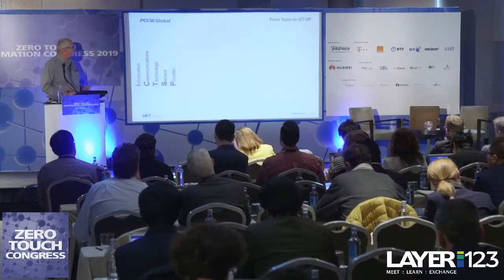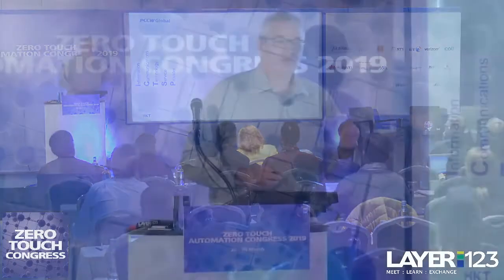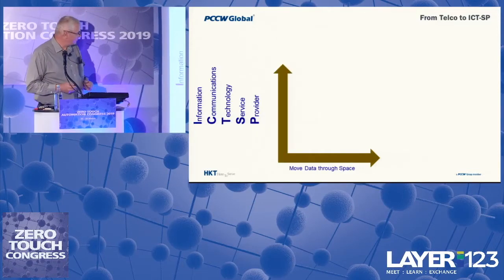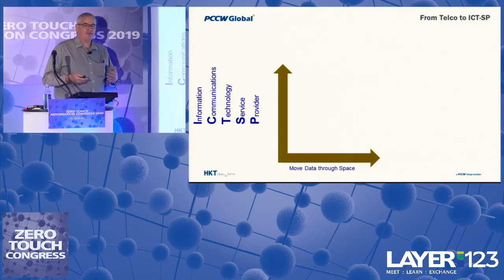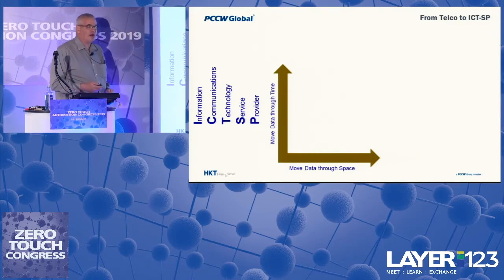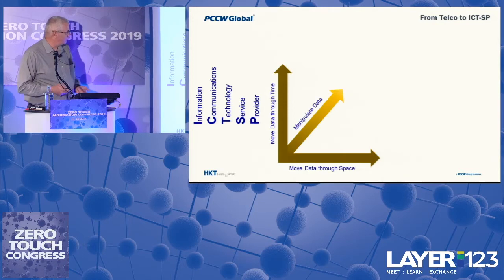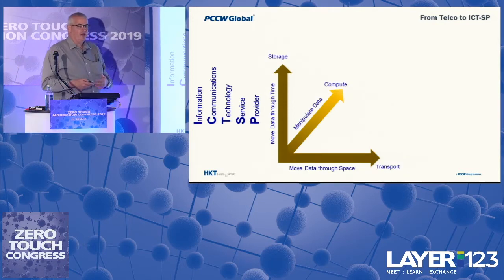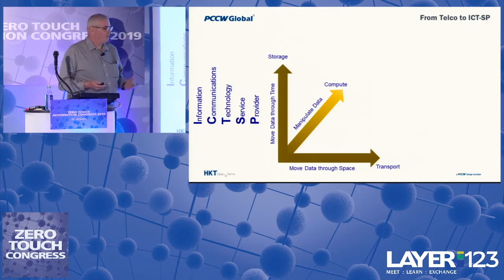From telco to ICT SP, I'm not talking only about carriers, I'm talking about any entity in the ICT space. As traditional telcos, we move data through space, which is called transport. Other entities in the ICT space either store the data, or move the data through time, or process data, which is called compute. So we have transport, compute, and storage, and all the services we deliver today are basically made of those three.